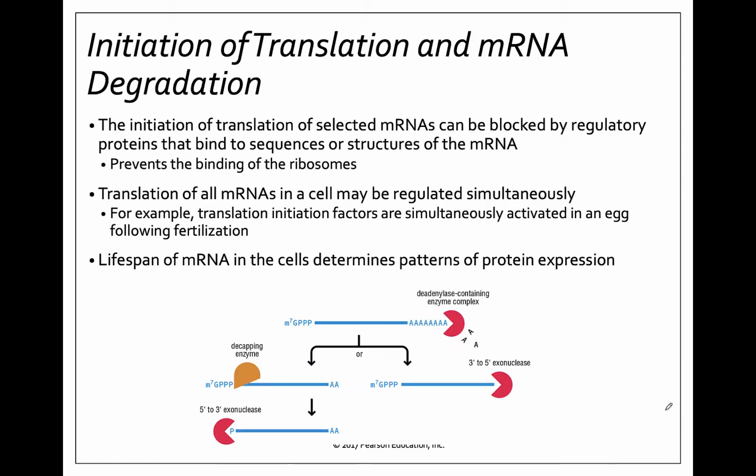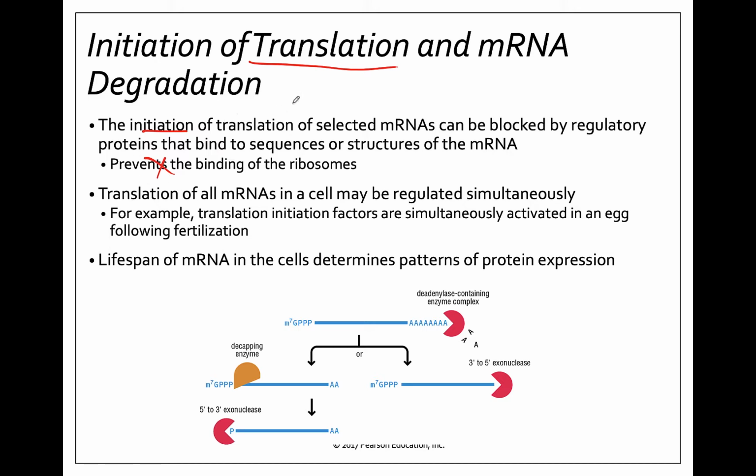The last step of protein synthesis is translation. So even though we made an RNA, and even though we got the RNA into the cytoplasm, it still has to get translated into a protein to be expressed. So there are some methods in which we block the initiation of translation. This is going to prevent the binding of the ribosome, and that's going to prevent this gene from getting expressed.